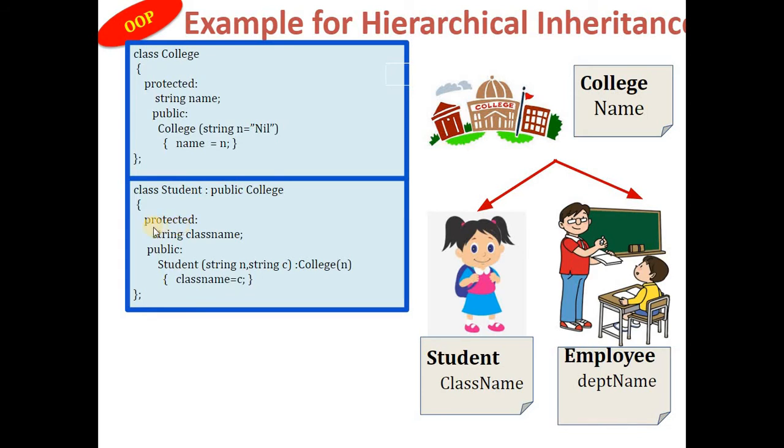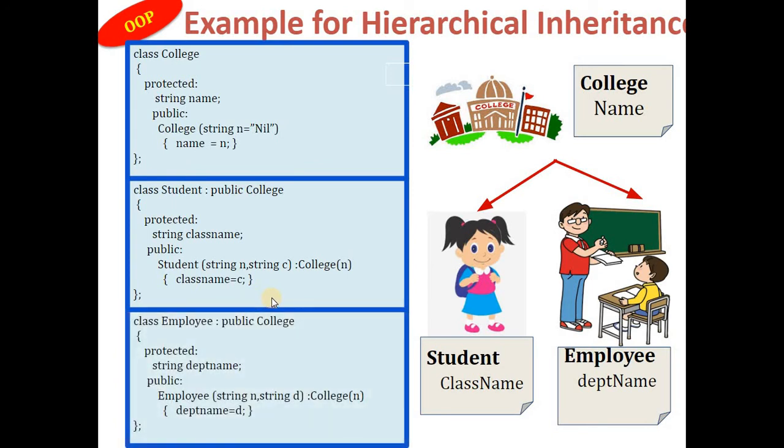The student class has its own data member, string class name. While defining the constructor of the student class, it accepts two parameters: n, which it is going to pass to the base class college, and c, which is assigned to class name, its own data member. So n is passed to the base class because it wants to access the property of the base class. It wants to say that I am in second year and belonging to XYZ college.